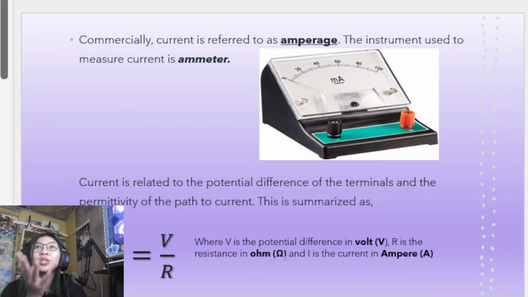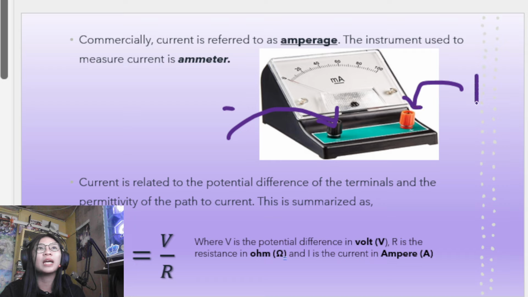Now, to measure the current of your circuit, to know how much current is flowing in your circuit, we have what we call an ammeter. An ammeter is something like this. This is the screen. This is what we call an analog ammeter. The black terminal here is where you will connect the negative side of your circuit, and the red one is where you will connect the positive side of your circuit. Okay, so this is an analog. It is used in small experiments. This is in milliampere, mA, so the amperage or current it can detect is quite small.